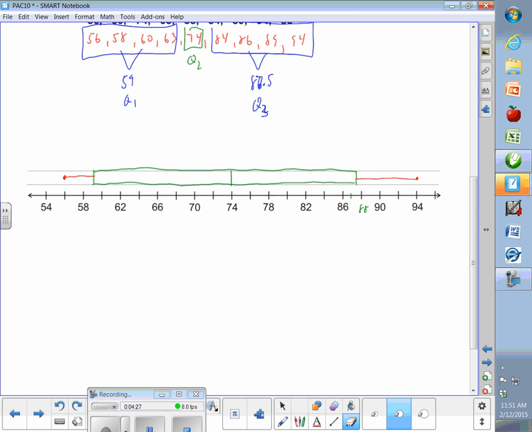Any questions about box and whisker plots? Anybody? Nick? Yes.